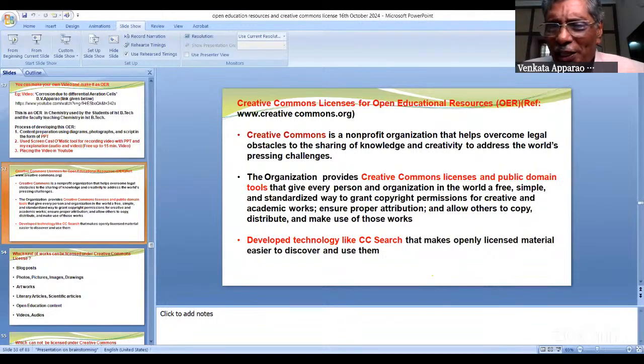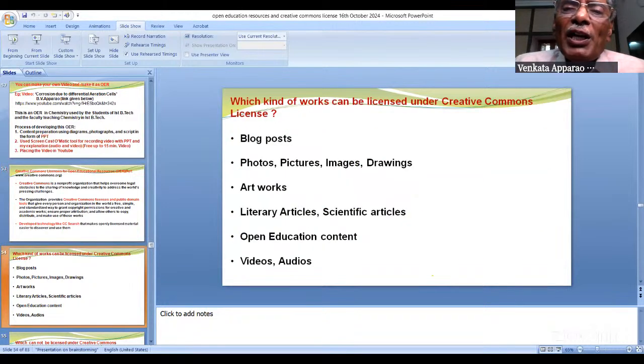For example, Wikimedia, you regularly make use of them. They are OERs. And in every OER, in the article, if you see, there will be Creative Commons licensing provided there. The author's name will be given and the Creative Commons licensing also will be mentioned there in Wikipedia and Wikimedia, which are very popular among all of us. Which kind of works can be licensed under the Creative Commons license?